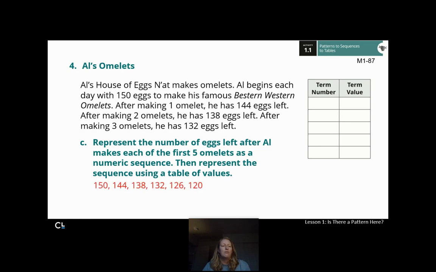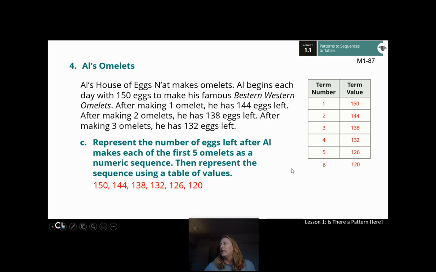So he starts off with 150, minus 6, minus 6, minus 6, minus 6, minus 6. So 144, 138, 132, 126, and 120. And of course, I put that in my lovely table over here. Now, this table actually wasn't quite long enough, so I had to do a little bit below. So term 1 was 150, term 2 is 144, term 3 is 138, term 4 was 132, term 5 was 126, and term 6 is 120.